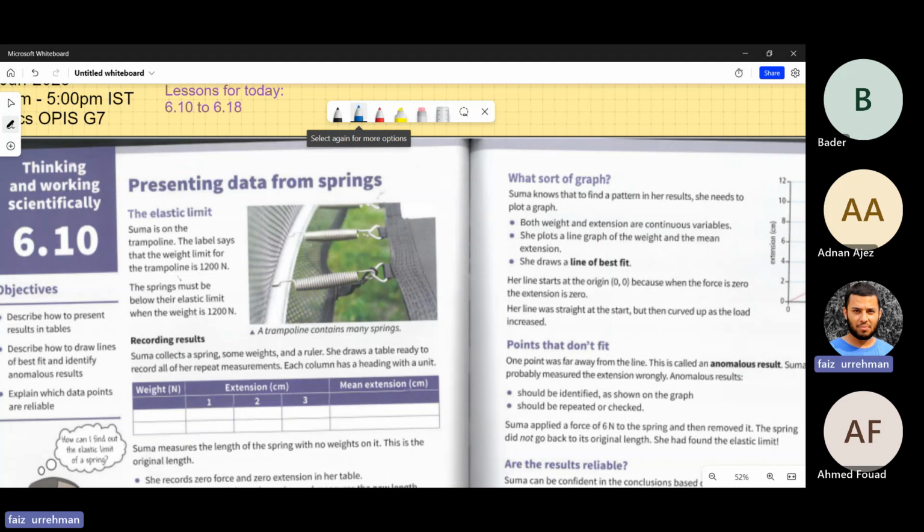Now, Suma is on the trampoline. The label says that the weight limit for the trampoline is 1200 Newton. The spring must be below its elastic limit when the weight is applied. So for example, on a trampoline, if you read the instructions, they tell you that the maximum is 1200 Newton, or roughly 120 kg. So the kids that are playing, you have to adjust so that their total weight does not exceed 120.